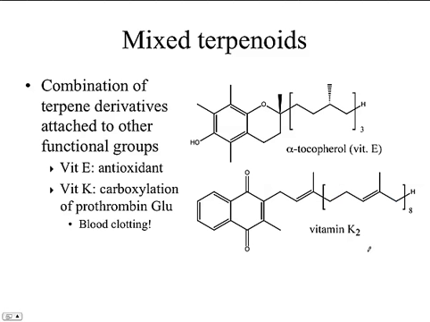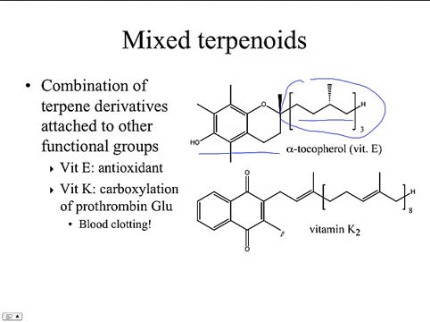We can also have mixed terpenoid compounds. These are molecules that contain a portion of the molecule that is derived from isoprene and a portion of the molecule that is not derived from isoprene. So a couple examples of these: vitamin E, which is also known as alpha tocopherol. This portion of the molecule over here is derived from isoprene, whereas this portion right here, which is the actual active portion of the molecule, is not derived from an isoprene. Vitamin E is a membrane antioxidant, so it needs this lipid tail, which is supplied by the terpenoid portion, to basically sequester it in the membrane.